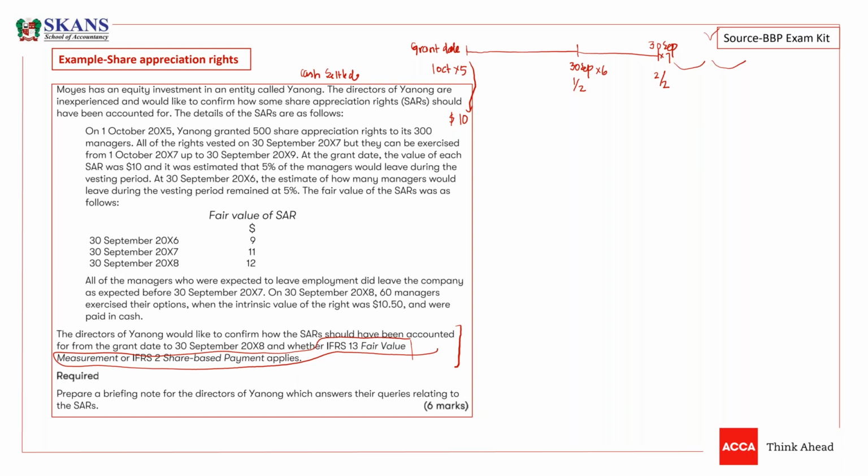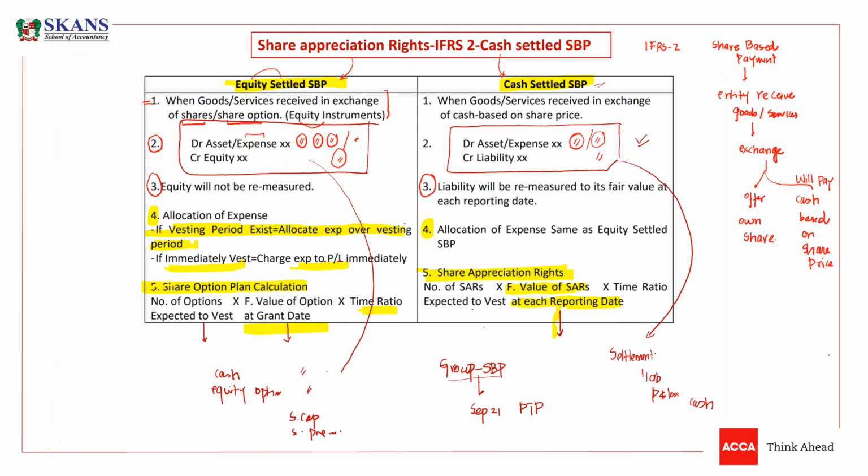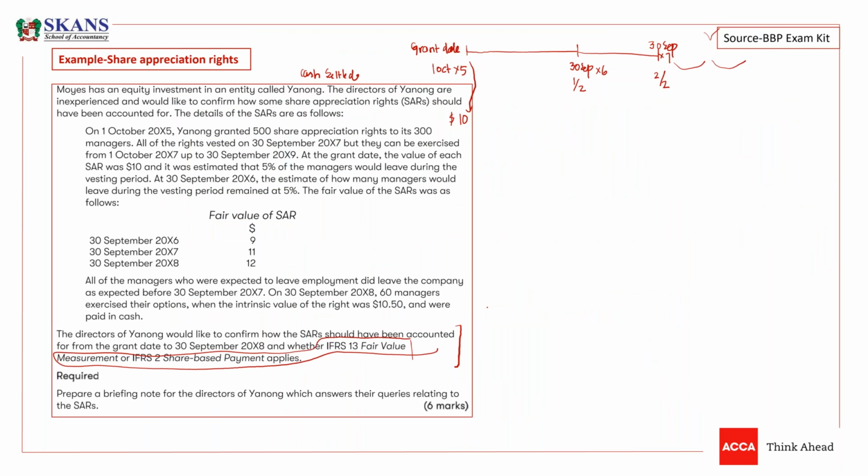It was estimated that 5% of managers would leave during the vesting period. 5% will leave. What does it mean, guys? We have witnessed this in the previous slide, that if we know that 5% will leave, we should do calculation with 95%, because we need to take the number of SARs expected to vest. We will calculate expense for only those employees who are expected to meet all the conditions, who will remain with us for 2 years. So you have to do calculations with 95%.